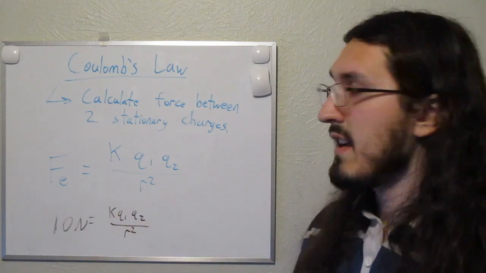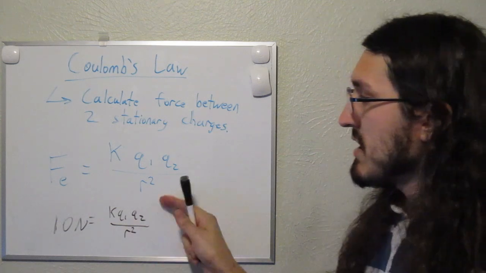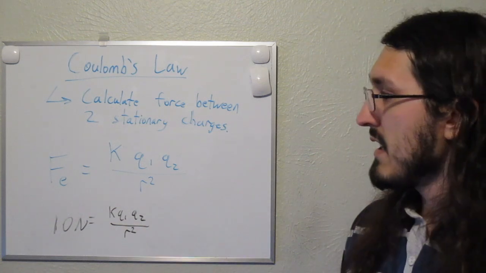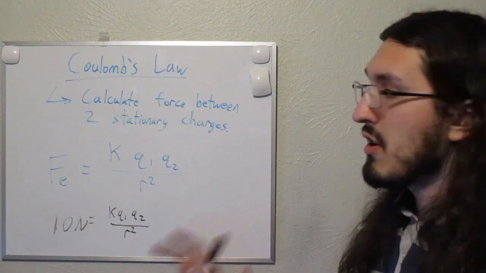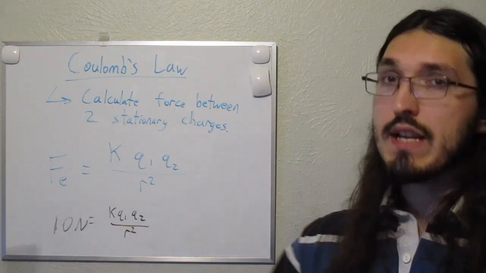Okay, just to be consistent, I'm going to still go with my force being 10 newtons. But now instead of changing the charges, I'm going to change the distance. Let's say I know that between these two charges, the force is 10 newtons at this particular distance. But then I want to double that distance.